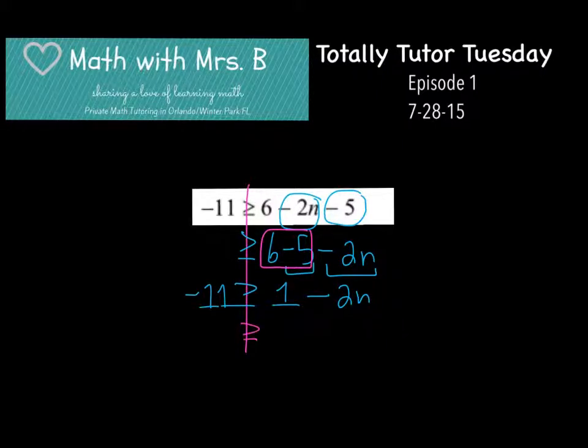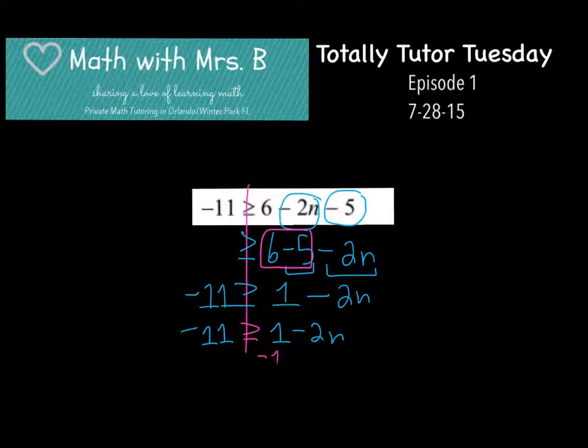So what I'm going to do next, bring down my negative 11, 1 minus 2n, is start solving for n. In order to solve for n, I want to take everything away from n, starting with what's furthest away from n. We're going backwards. We're going away. We're unraveling until we get to n. So we'll start with, we've got a 1 on this side.